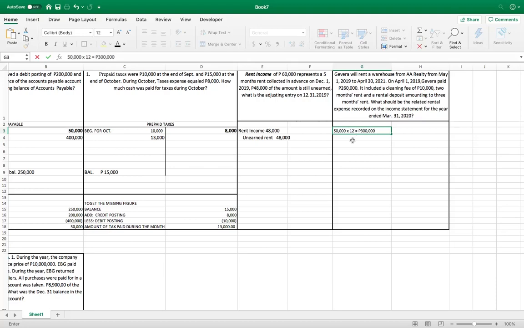300,000. So what is being asked here, you're just being asked how to compute. You are not being asked how to make the adjusting entry.